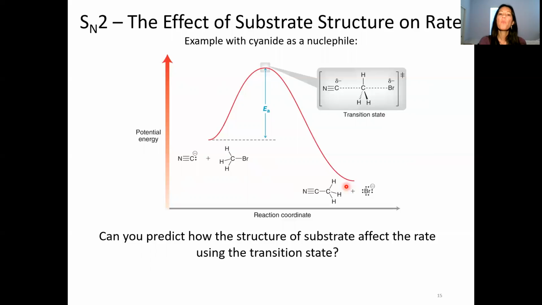Think about what sort of effect the substrate can have on the rate. If this is your rate determining step, this is the hardest thing to form, what would make it harder? What would make it easier? Just to give you a clue, this is really dense. You're bringing some molecules together in this specific space. So have a think about why certain substrates might be better than others.